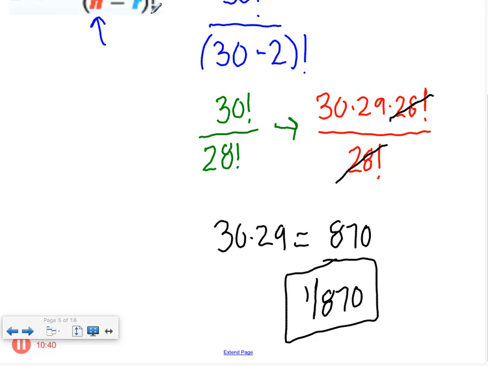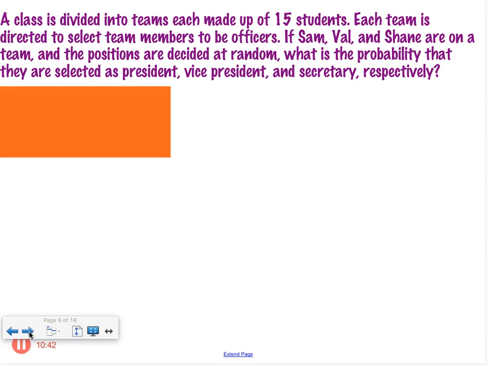Okay, let's try another one. A class is divided into teams, each made up of 15 students. Each team is directed to select team members to be officers. If Sam, Val, and Shane are on a team, and the positions are decided at random, what is the probability that they are selected as president, vice president, and secretary?